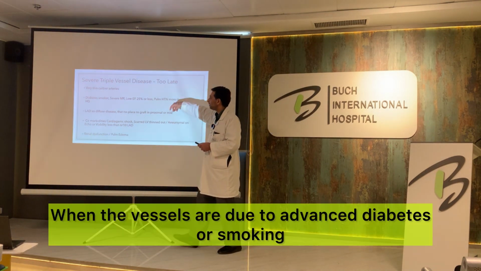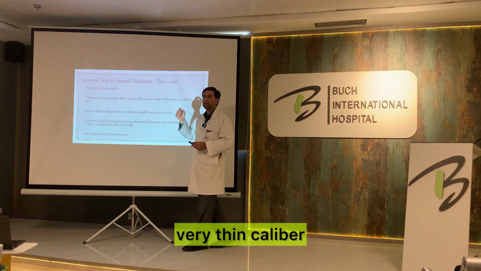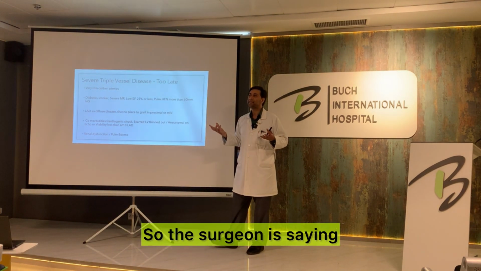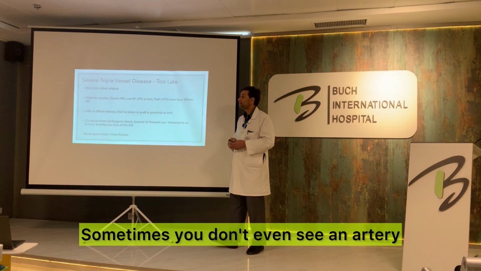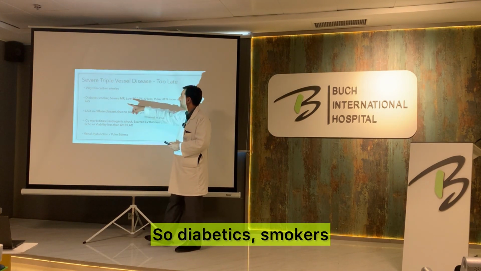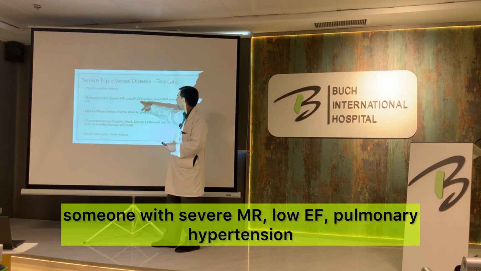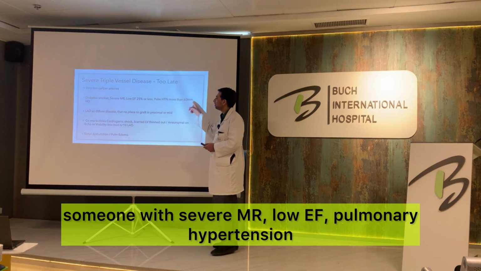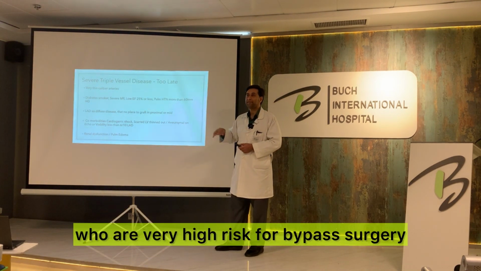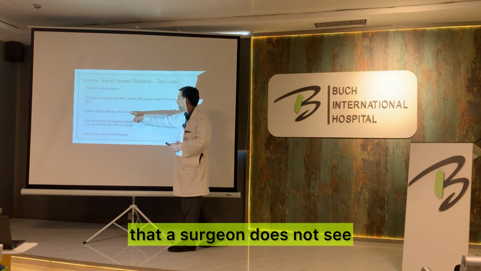So sometimes it's even too late for bypass. When the vessels are, due to advanced diabetes or smoking, very thin caliber, like a millimeter. So the surgeon is saying, where should I put my bypass? Sometimes you don't even see an artery because it's totally occluded. So diabetics, smokers, someone with severe MR, low EF, pulmonary hypertension. So these are the patients who are very high risk for bypass surgery.